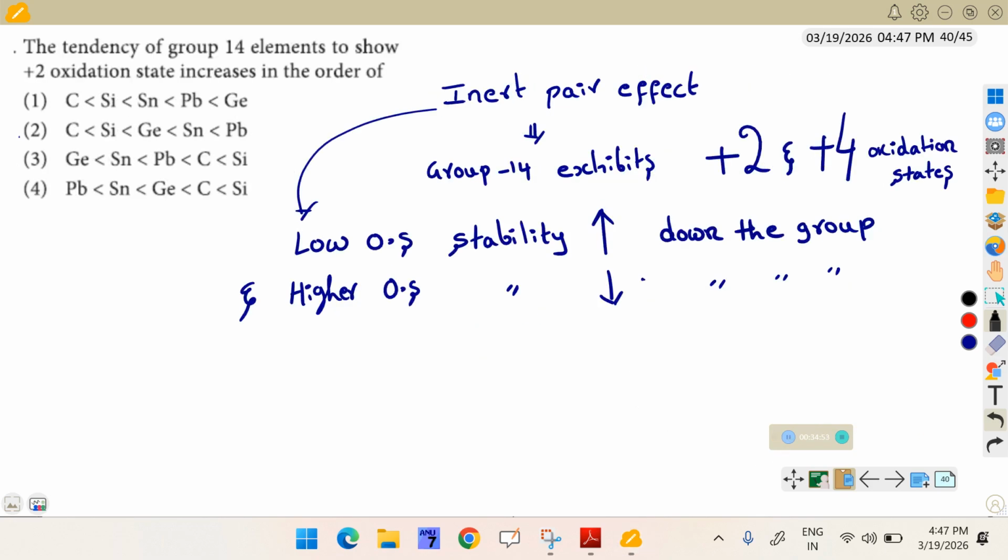The tendency of group 14 elements to show +2 oxidation state increases in the order of. This is related to the inert pair effect. Group 14 elements, group 13 elements exhibit the inert pair effect. According to the inert pair effect, the stability of the lower oxidation state increases down the group, and the stability of the higher oxidation state decreases down the group. Based on that, the second option is the correct option.